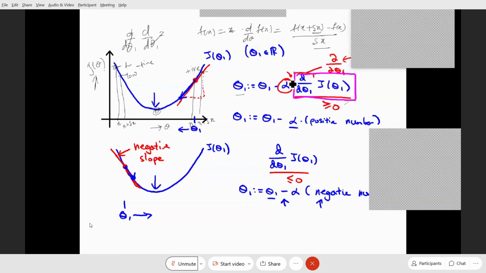Okay, and this alpha is a scaling value. It is a scale that tells us what your step size should be, how quickly you should move or how slowly you should move. Okay.